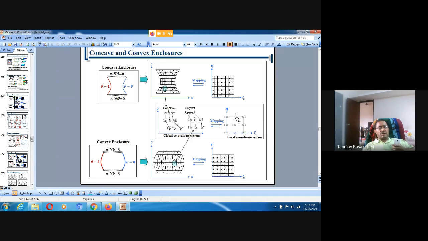Next, we have worked on concave and convex enclosures. We have just seen the kind of meshes. These are the concave and convex enclosures, generated by a generative computer program. This is modeled by a parabolic surface, and then we have a unique curve, and you can see that this entire curved domain can be mapped to the square domain.